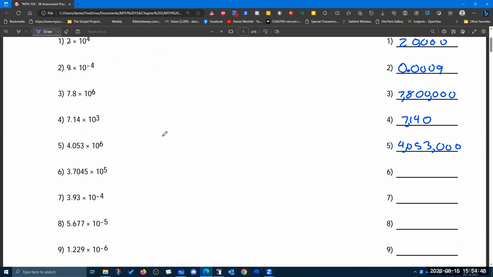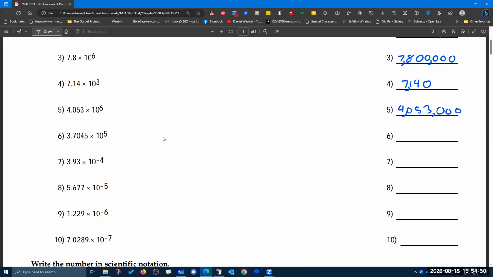This next one, we're going to move the decimal point 5 times to the right, so that's 1 more. Then after that 5, 3, 7, 0, 4, 5, 0. Put our comma in there for readability.